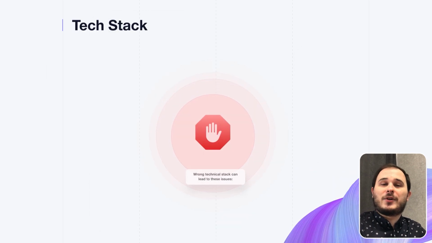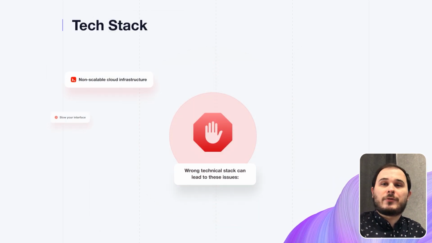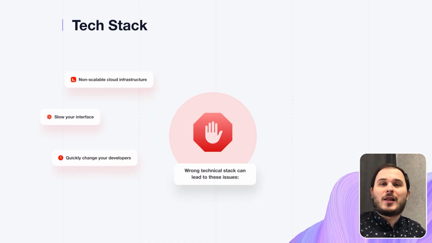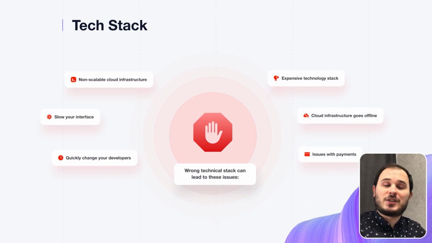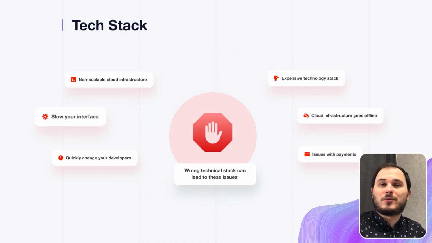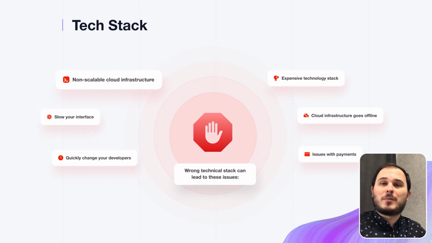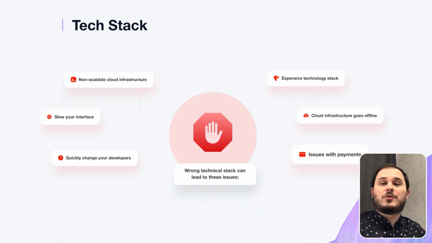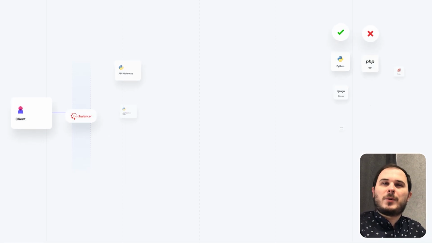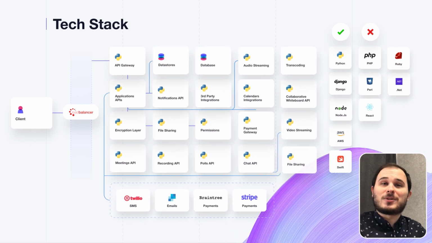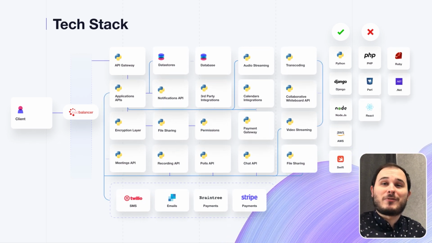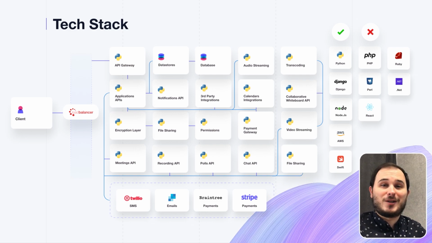Now, let's delve into the tech stack. This is one of the most critical aspects when creating your mobile app. Therefore, choosing the right tech stack is vital to avoid challenges such as slow user interfaces, non-scalable and non-maintainable cloud infrastructure, high cost, payment and subscription issues, and the risk of your app going offline during traffic spikes. So, if you're planning to create a video conference mobile app like Zoom, it's essential to select the appropriate tech stack that enables rapid development of your minimum viable product.